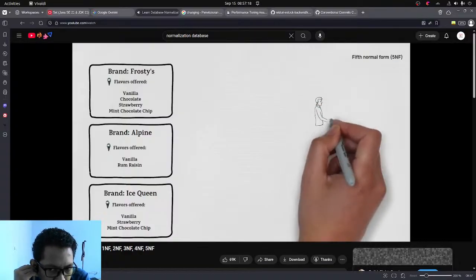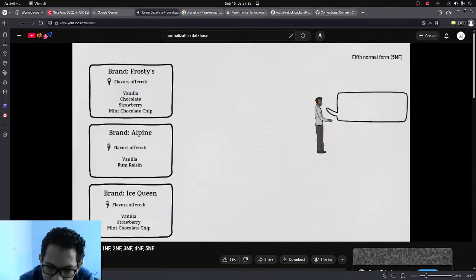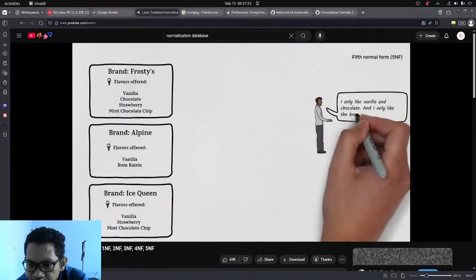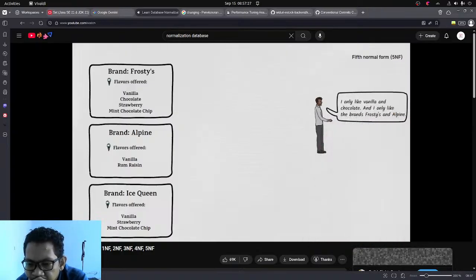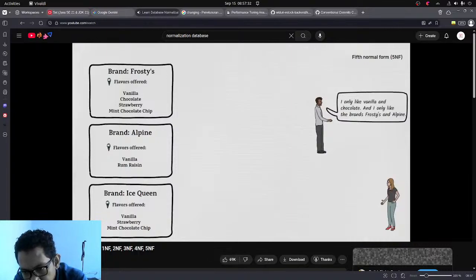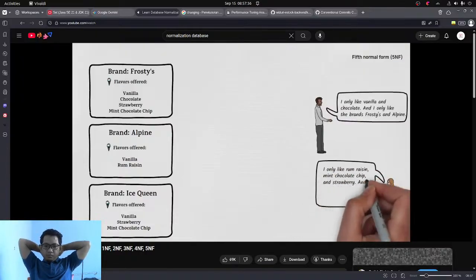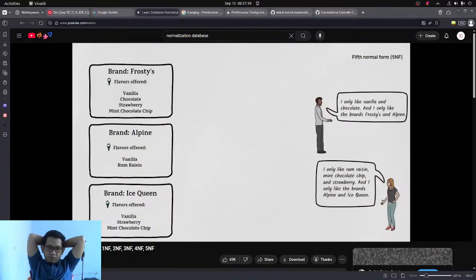Now we ask our friend Jason what types of ice cream he likes. Jason says, "I only like vanilla and chocolate, and I only like the brands Frosty and Alpine." We ask our other friend, Susie, what types of ice cream she likes. Susie says, "I only like rum raisin, mint chocolate chip, and strawberry, and I only like the brands Alpine and Ice Queen." So after a little bit of brain work, we deduce exactly which ice cream products Jason and Susie are willing to eat, and we express this in a table.